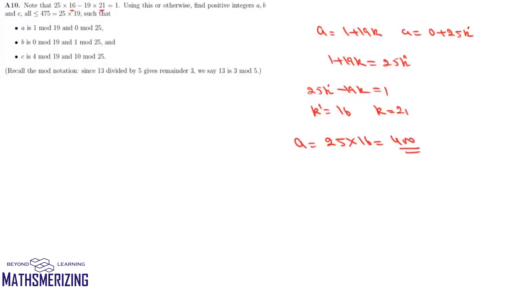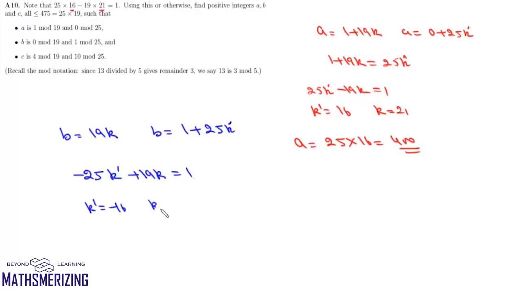Now we'll come to the second part. For b, it says b is 0 modulo 19. So we can write this b as 19k, and we can also write this b as 1 plus 25k dash. Now we'll equate them. We can write minus 25k dash plus 19k, and this is equal to 1. Now we'll again compare it. We can write k dash as minus 16 and k as minus 21.